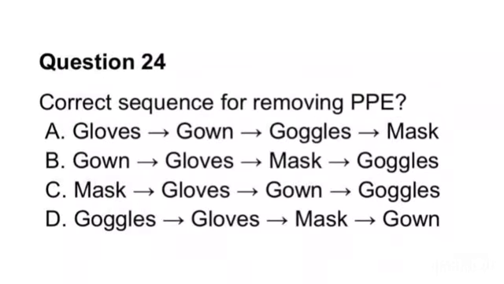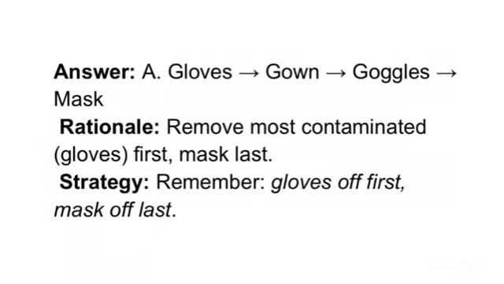Question 24. Correct sequence for removing PPE? A. Gloves, gown, goggles, mask. B. Gown, gloves, mask, goggles. C. Mask, gloves, gown, goggles. D. Goggles, gloves, mask, gown. Answer, A. Gloves, gown, goggles, mask. Rationale, remove most contaminated, gloves, first, mask last. Strategy, remember, gloves off first, mask off last.